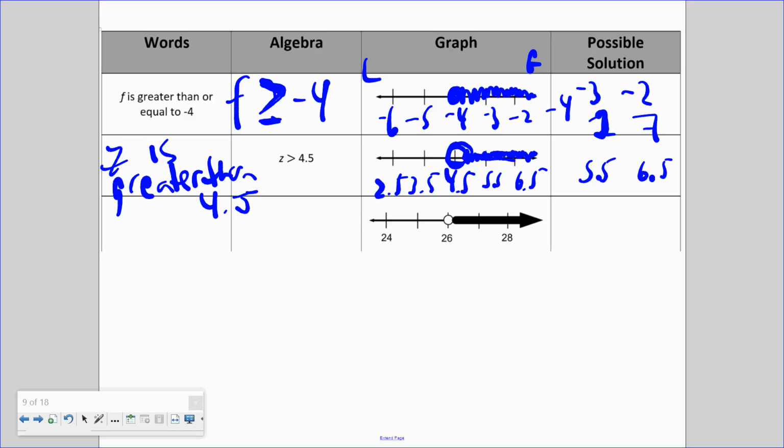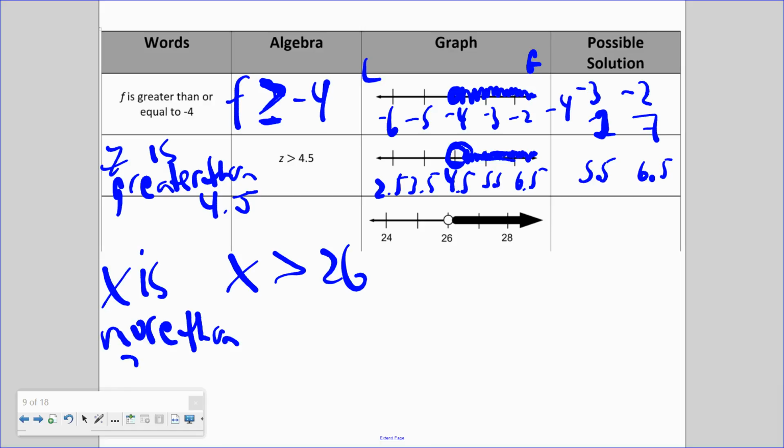Equal to. And last but not least, X is greater than 26. But is it equal to? No. X is more than or greater than 26. And 27, 26 and 1 tenth, 30, 35, all greater. And that is the study of inequalities, how to model it.